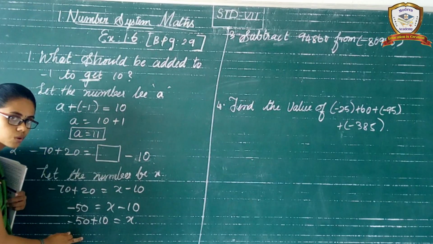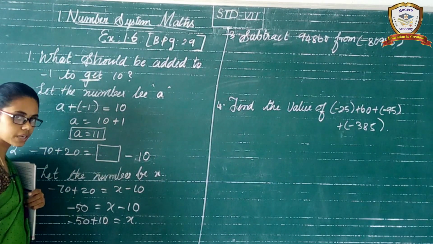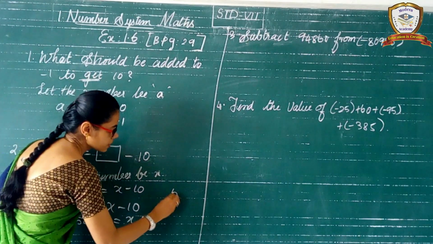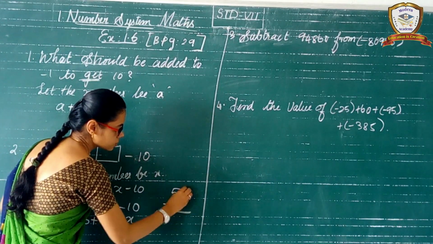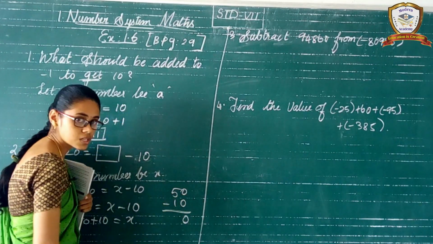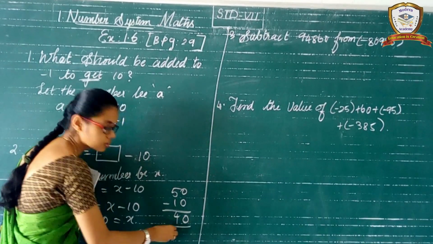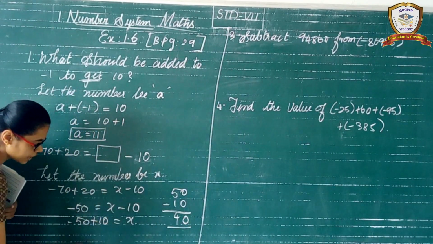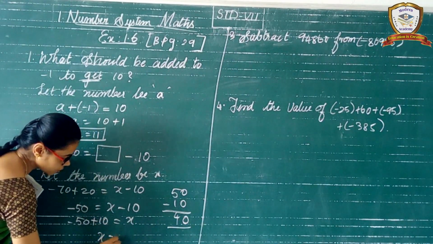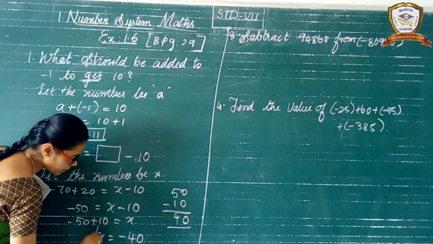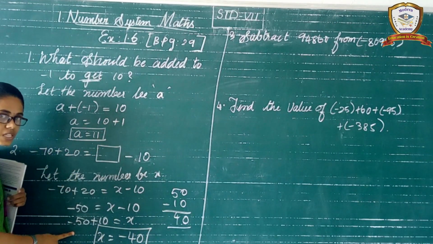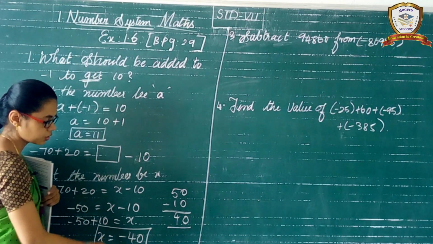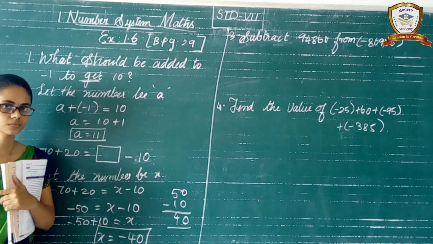See, different sign no. Different sign means we need to subtract the number. Which means 50 minus 10. 0 minus 0. 5 minus 1. 4. Clear? So the answer is x equal to minus 40 because biggest number minus 50. So biggest number sign you want to mention here. Okay.